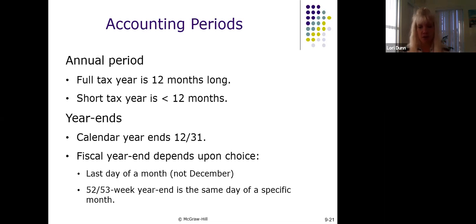Most companies, when their year ends on December 31st, we'll call that a calendar year. And then there's companies who may not end on December. We call those fiscal years.